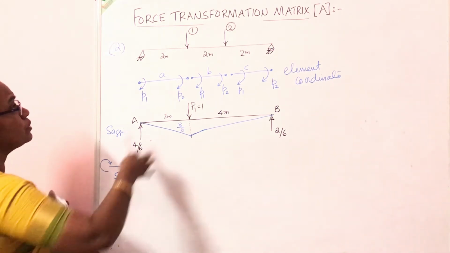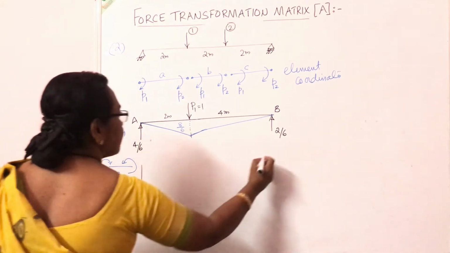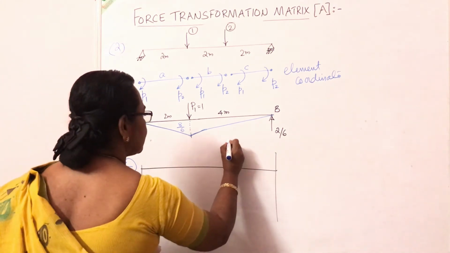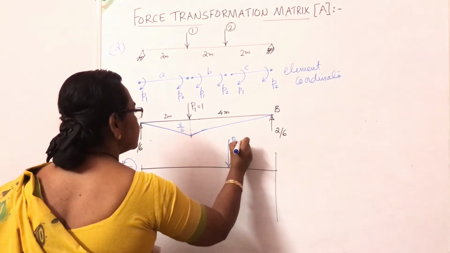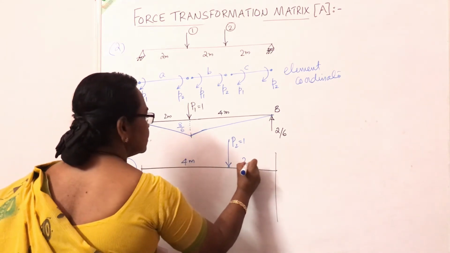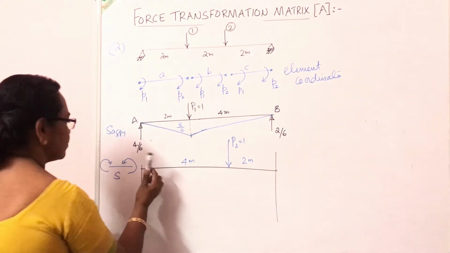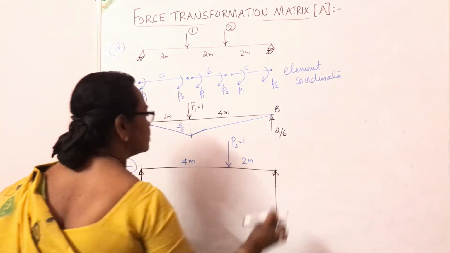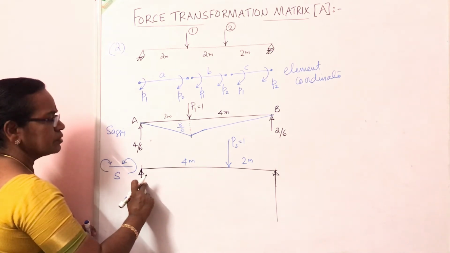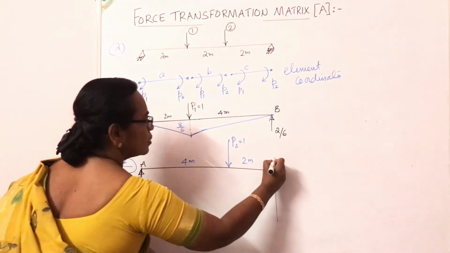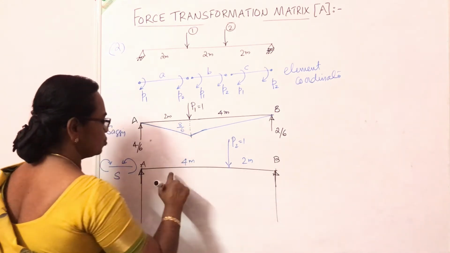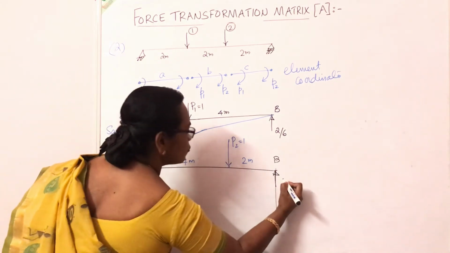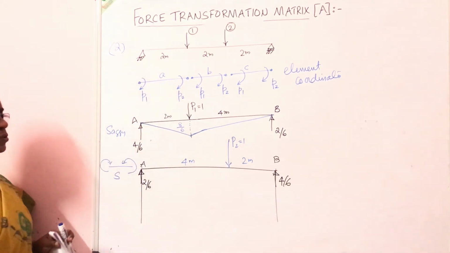Next case, apply P2 is equal to 1. Apply unit load here. So this distance is 4 meter. This distance is 2 meter. It's a simply supported beam. So what is the reaction here? The reaction at point A will be 1 into 2, 2 by 6. Reaction at this point will be 1 into 4, 4 by 6. So these are the reactions.